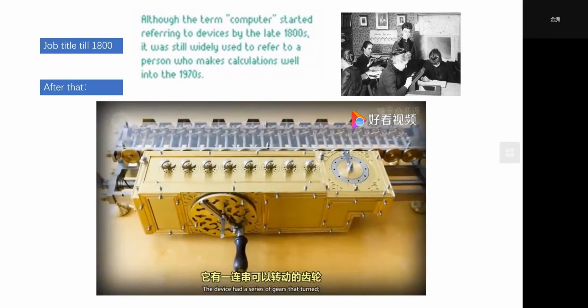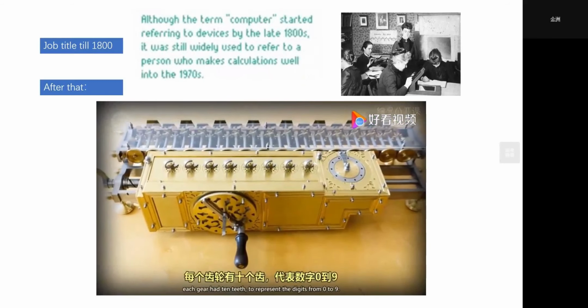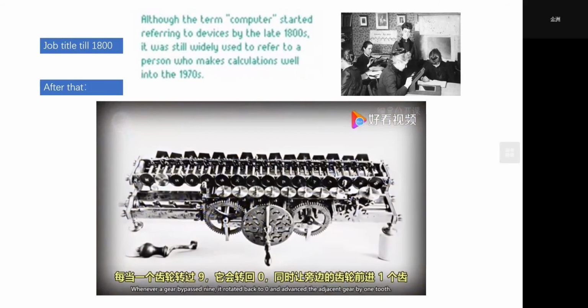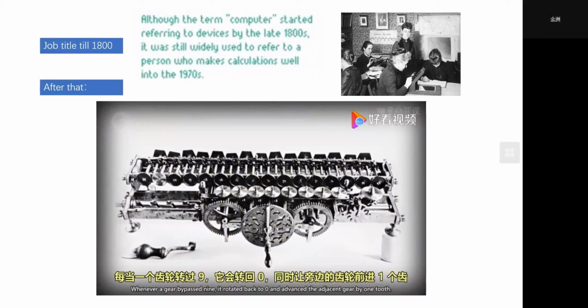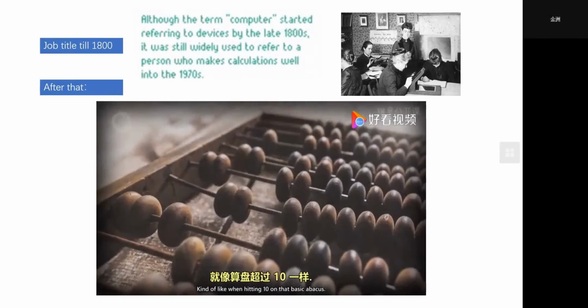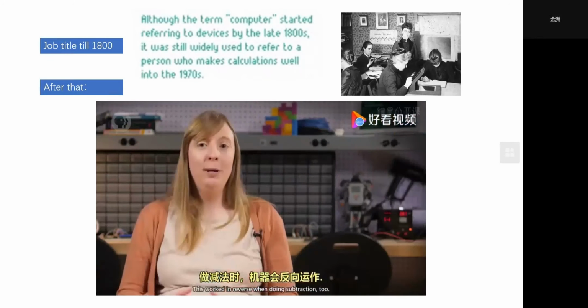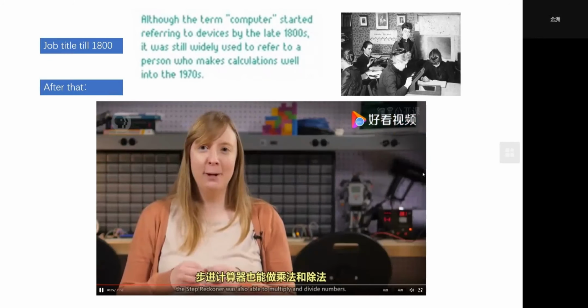The device had a series of gears that turned. Each gear had 10 teeth to represent the digits from 0 to 9. Whenever a gear bypassed 9, it rotated back to 0 and advanced the adjacent gear by 1 tooth. Kind of like when hitting 10 on that basic abacus. This worked in reverse when doing subtraction too. With some clever mechanical tricks, the step reckoner was also able to multiply and divide numbers.